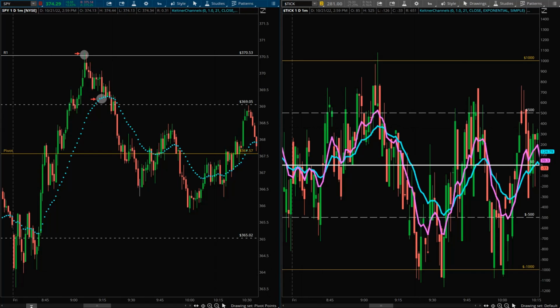So if you guys want any more information about how I day trade using the ticks and pivot levels, please reach out down in the comments. I'm more than willing to help.